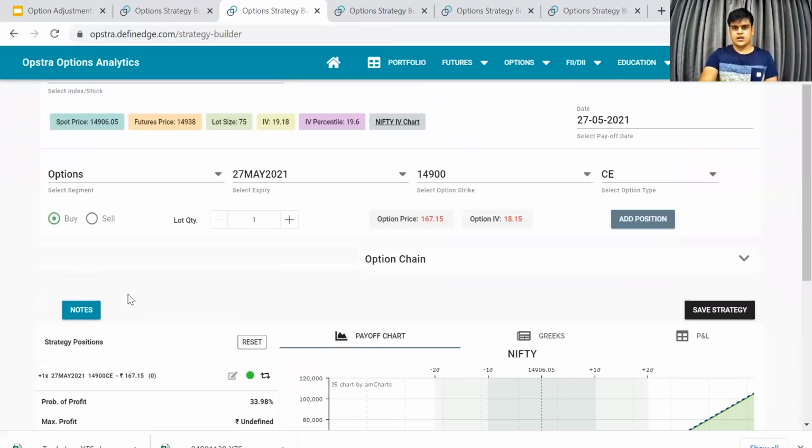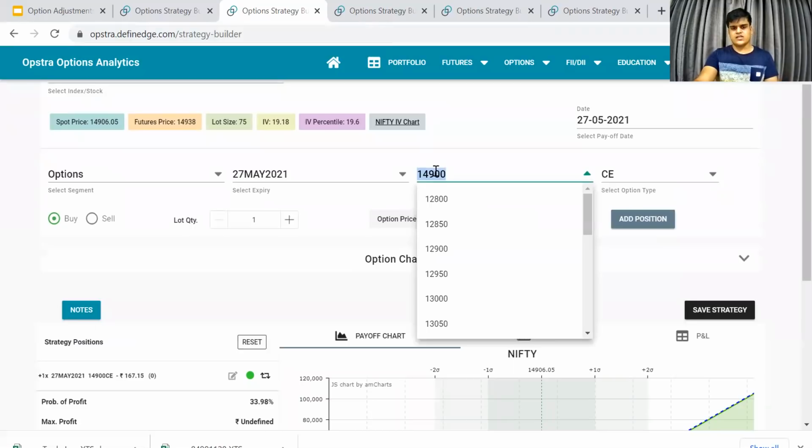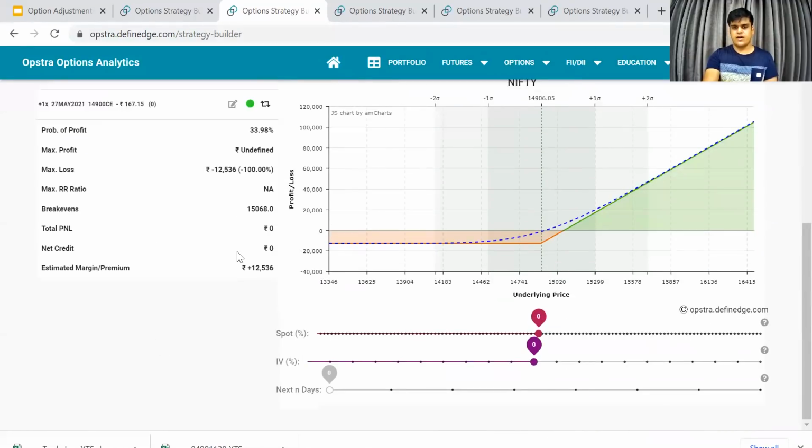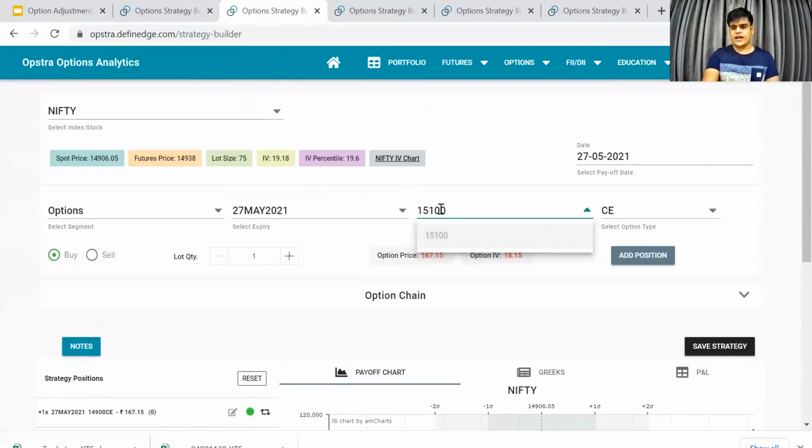Suppose you buy this, and after buying, suppose from 167 it comes to around 155, 150, it's not going in your favor. What you can do is sell the break-even leg. What I mean by break-even leg is, in this strike price, 14,900, add this number. So it will be 14900 plus 167, so basically 15068. You can sell that strike, but we'll use a round number. So basically we'll sell 15100.